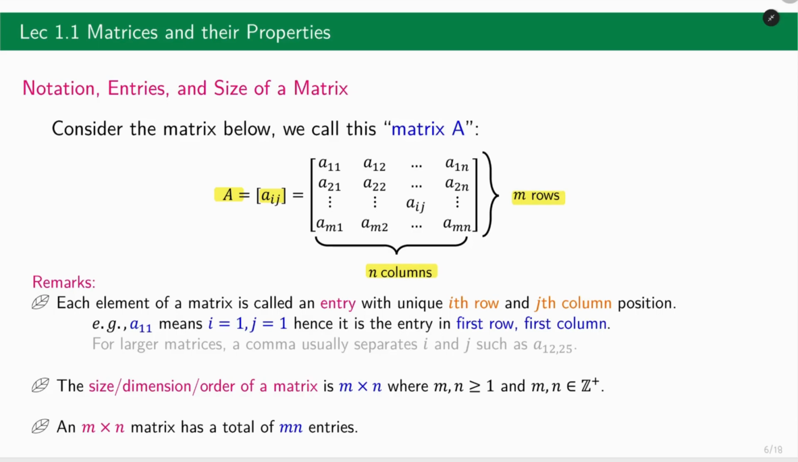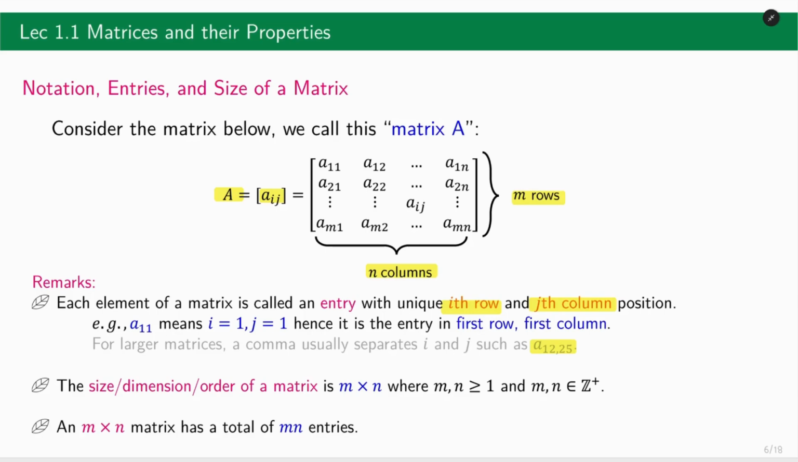Each element of a matrix is called an entry with a unique ith row and jth column position. For example, a sub 1,1 means that i is equal to 1 and j is equal to 1. Hence, it is the entry in the first row, first column. For larger matrices, a comma usually separates i and j, such that a sub 12,25 means that the entry is in the 12th row and the 25th column.